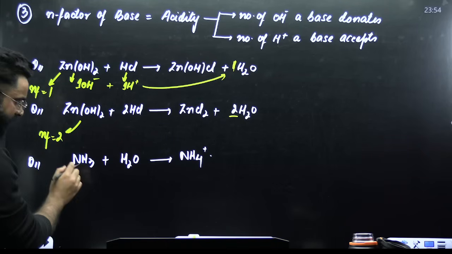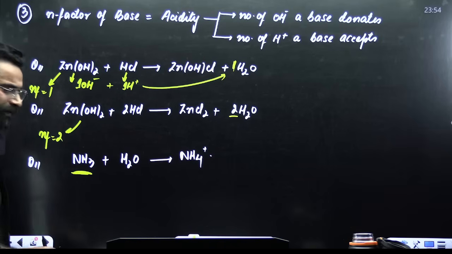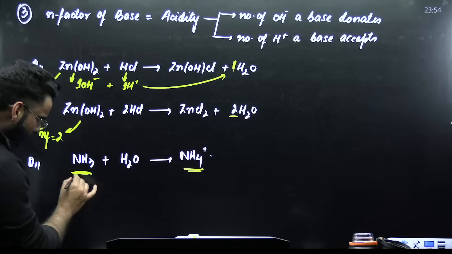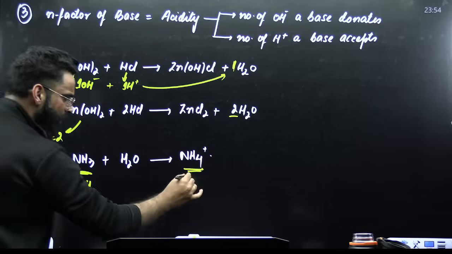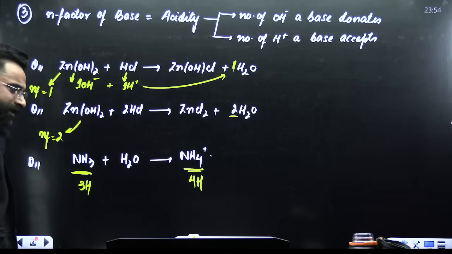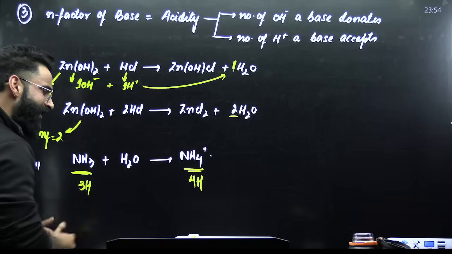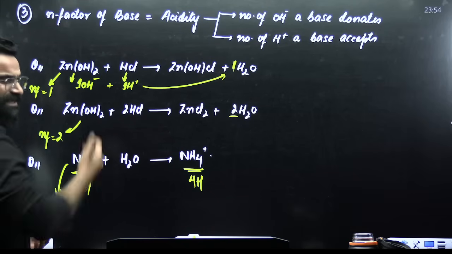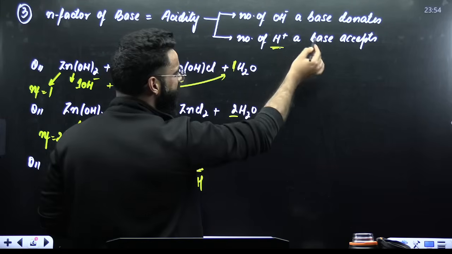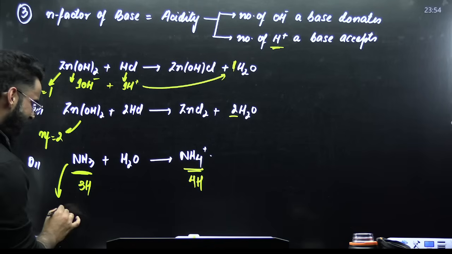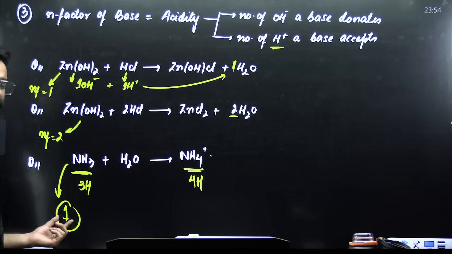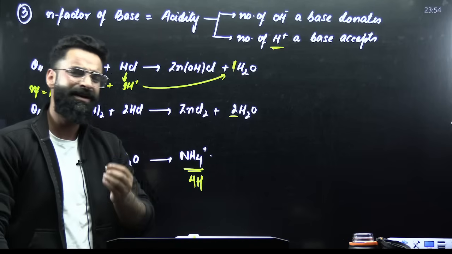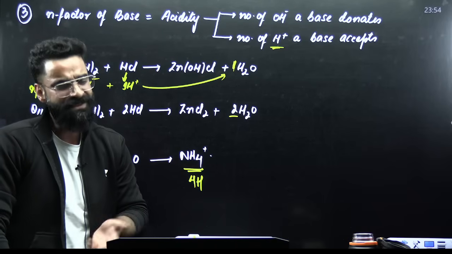Perfect. Now look here, ammonia. Ammonia is the base. Perfect. When you introduce this in water, it gets converted into NH4 positive. Over here, how many hydrogens do you see? 3. Over here, how many hydrogens do you see? 4. That means when ammonia was introduced in water, has it accepted 1 H positive? Yes. And the number of H positives a base accepts defines its acidity. And whatever is the acidity of the base, that's what you call its N factor. So its N factor is 1. If you have the N factor of these bases, you can calculate their equivalent masses. Molar mass divided by N factor.